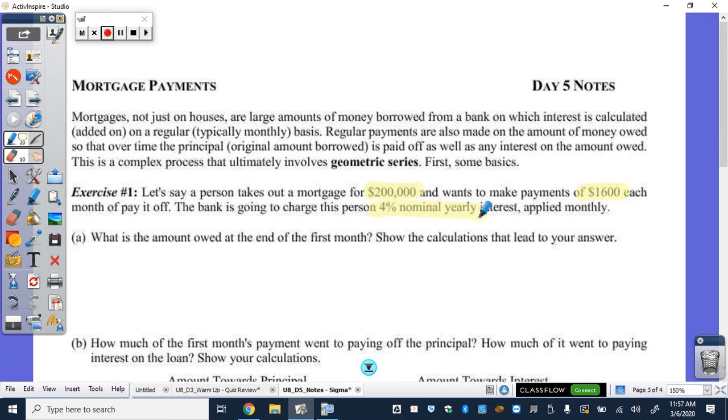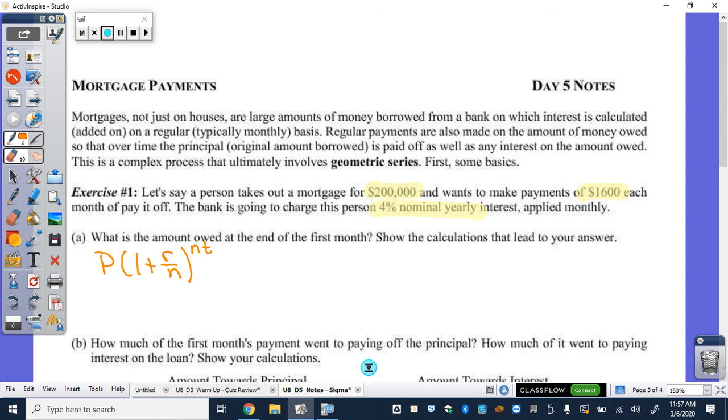So what is the amount owed at the end of the first month? Show the calculations that lead to your answer. So this is going to be connected back to this formula, which we first learned in exponential functions. We then talked about it again in logarithmic functions, and here it is yet again in our series unit.